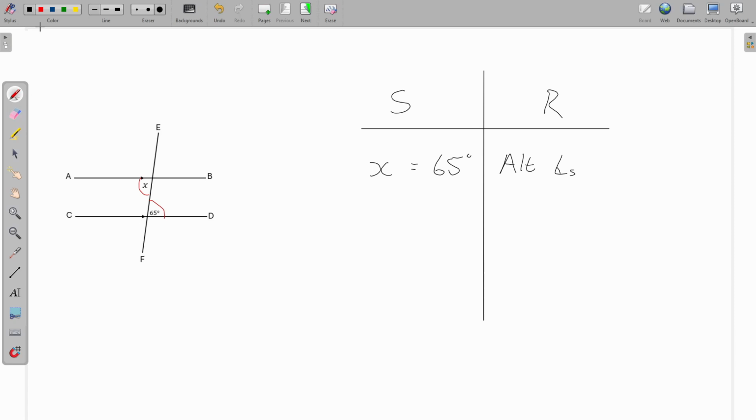And which lines did we use to prove this? Well, we used AB, part of AB, and part of CD. So, the parallel lines I used, AB parallel to CD. That's how we would have approached question 1.